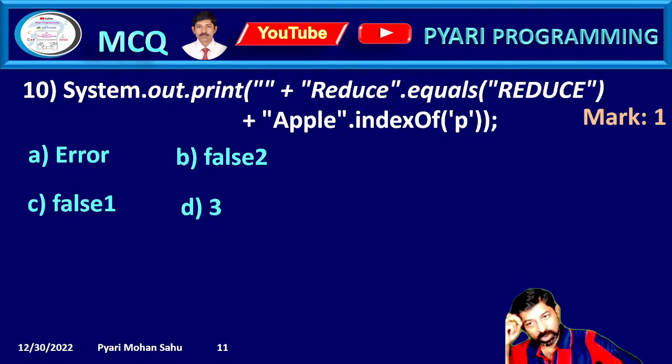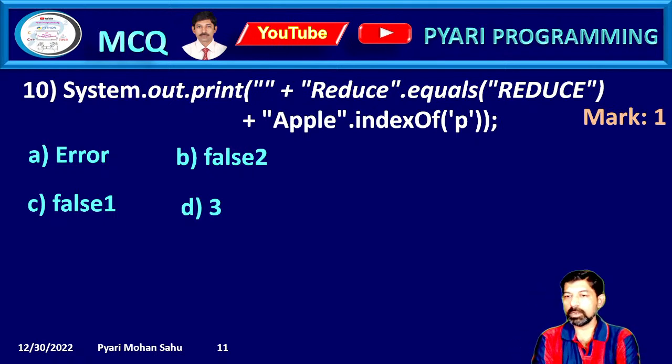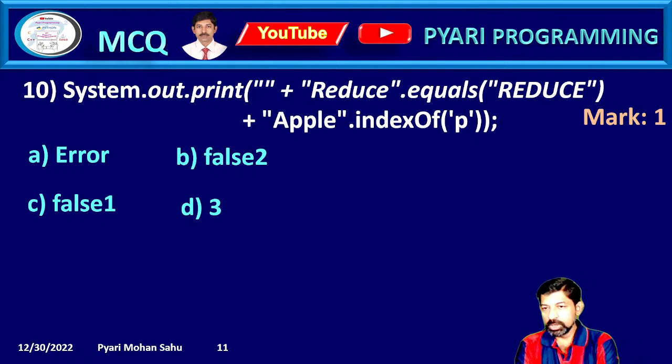Still, Sai Subankar is sticking with the answer A. It's an error. Sanchita A, error. Om Prasad Panigrahi says C, that is the false one. Sumit C. Santosh Kumar A, error. Okay. Fine. Let me explain to you.